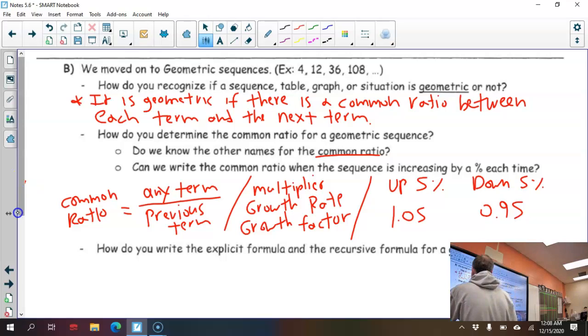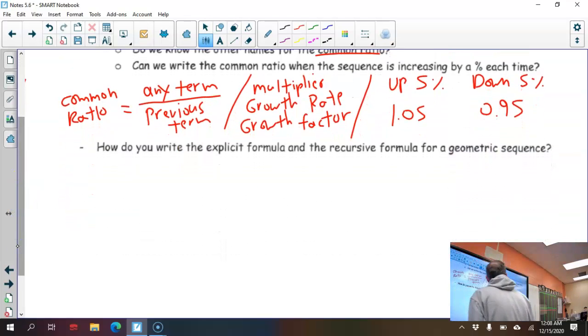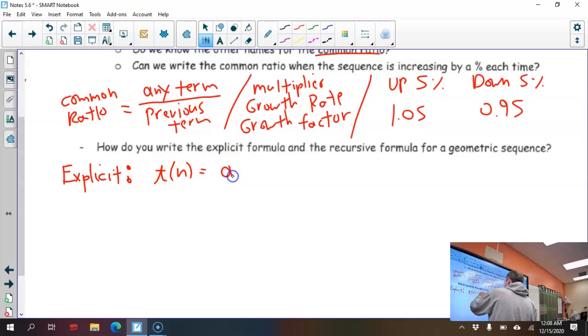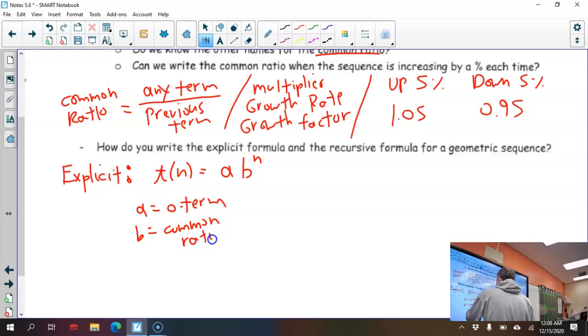How do you write the explicit or recursive formula for the geometric sequence? All right. Explicit. The explicit is T of n equals A times B to the n, where A is still the zero term, and B is the common ratio. And recursive.